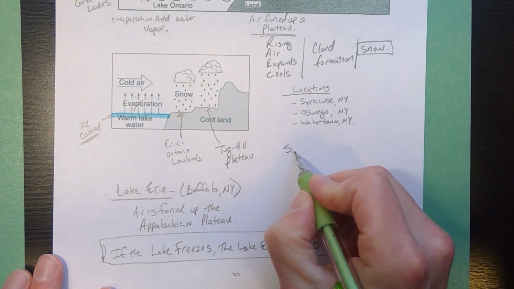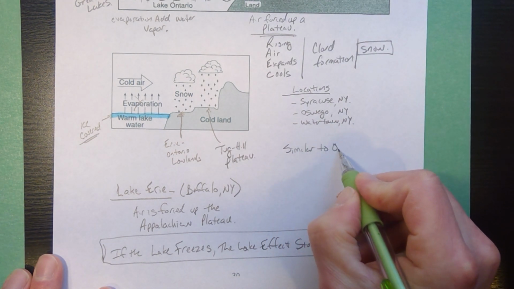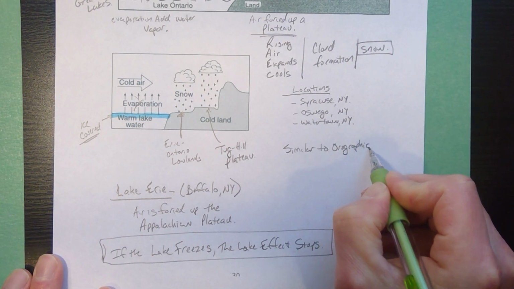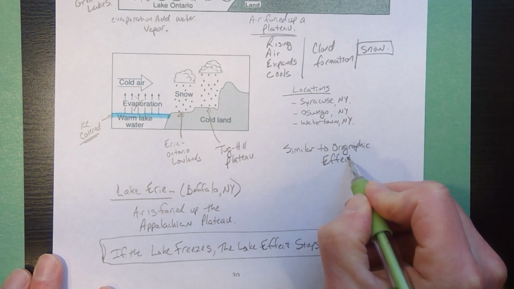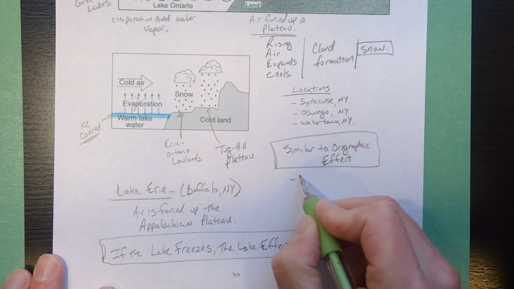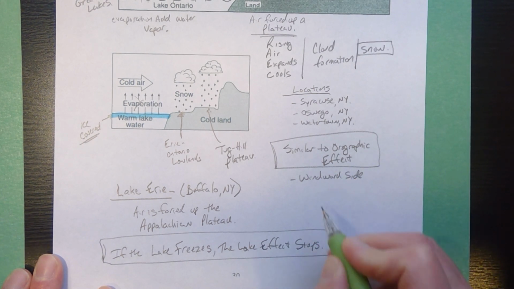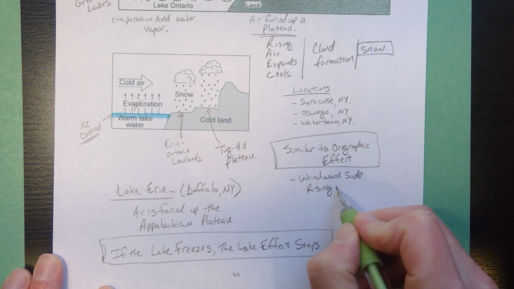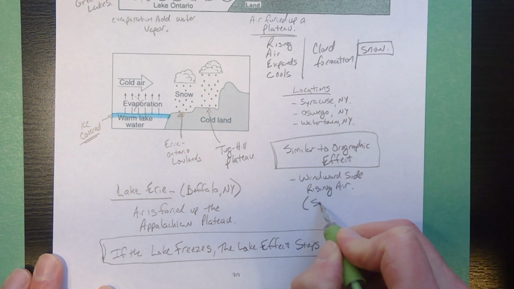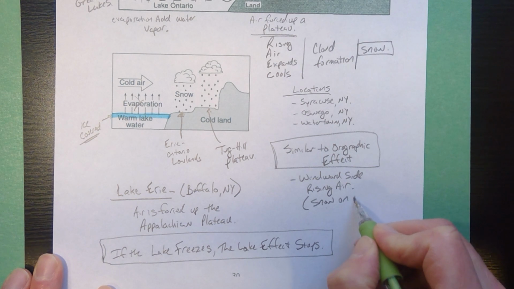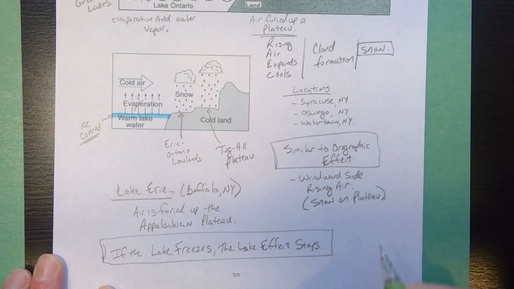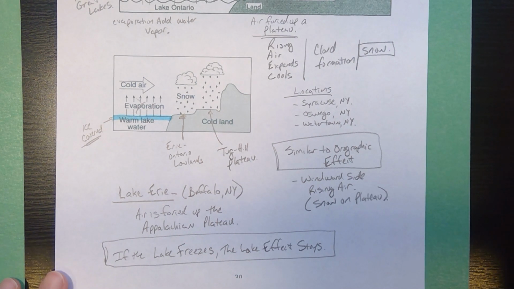Now, you should see that this is similar to the orographic effect, and it's sort of like on the windward side, you're going to get rising air, but now you're going to get snow on the plateau because the air gets forced to rise. I hope that gives you an idea of these models and how they're explaining the phenomena of lake effect snow. Take care.